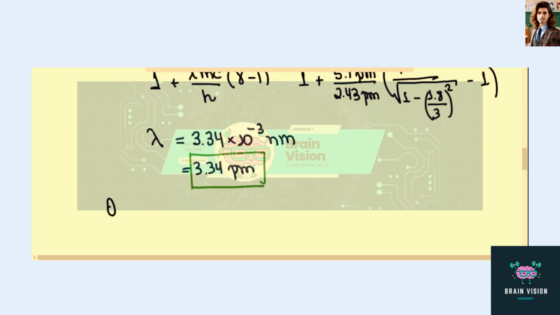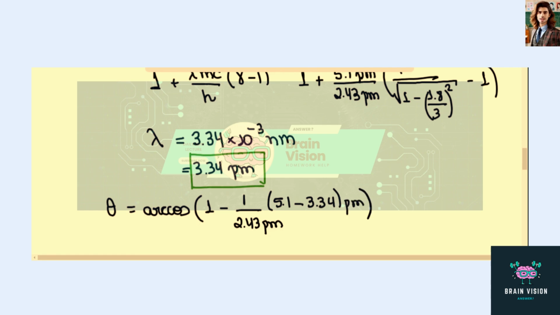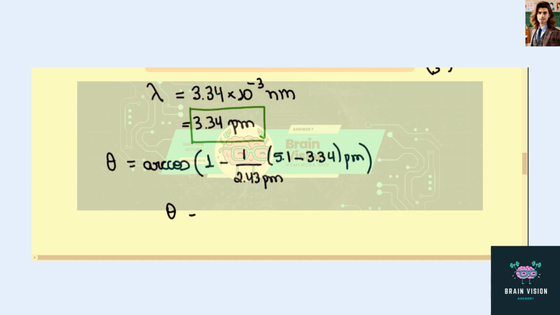And then we can find theta. Theta is the arc cosine of 1 minus mc over h, that's 1 over 2.43 picometers, times lambda prime, which is 5.1 picometers, minus lambda, that's 3.34 picometers. So theta is equal to 74 degrees, which is the answer to our exercise.